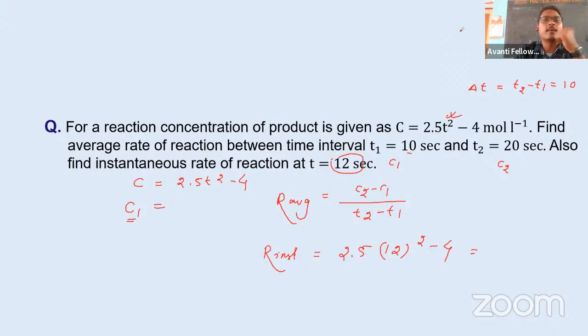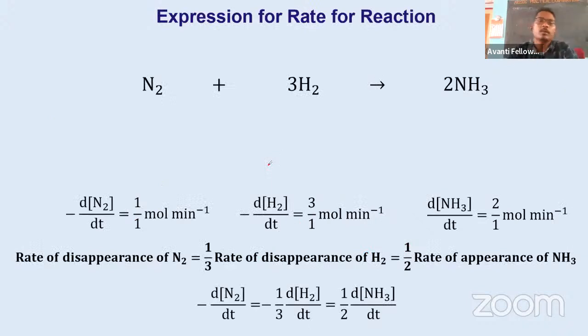Simple. Just find the value of C1 by putting 10 here, and the concentration C2 by putting 20 here, and take the change with respect to time, and you will get the average rate. I hope everyone understood this. Or do you have any doubt? Okay.